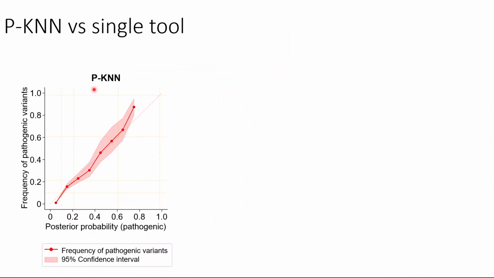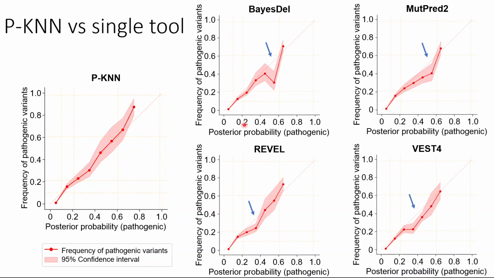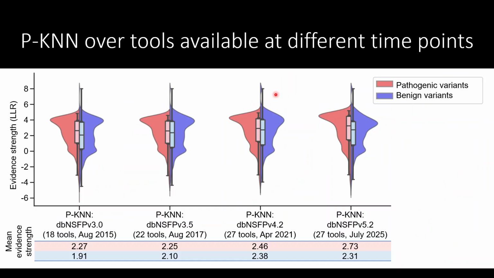More importantly, the P-KNN calibrated posterior probability seems to be of very good quality. However, if these 4 tools are calibrated individually, we usually see some segments where the calibration is actually miscalibrated. We also want to test the generalizability of P-KNN.